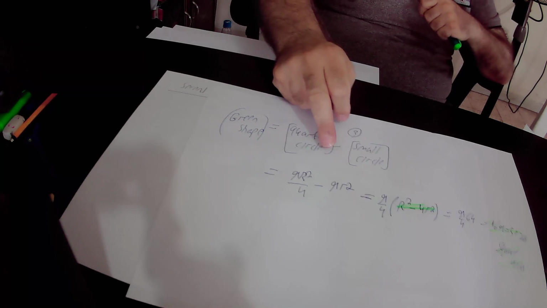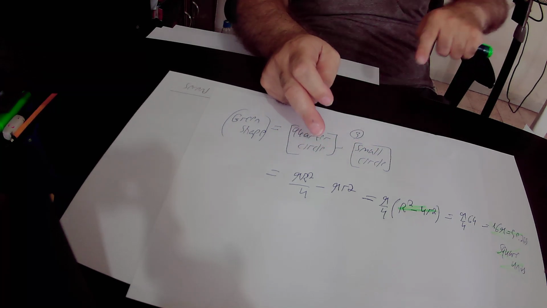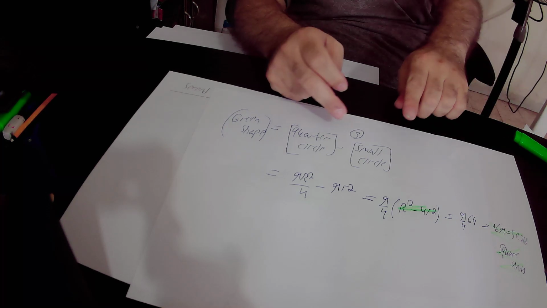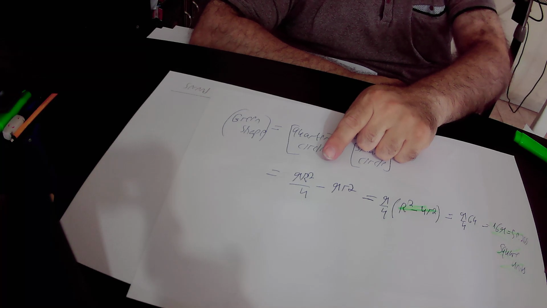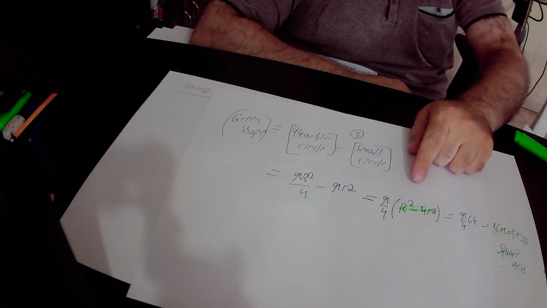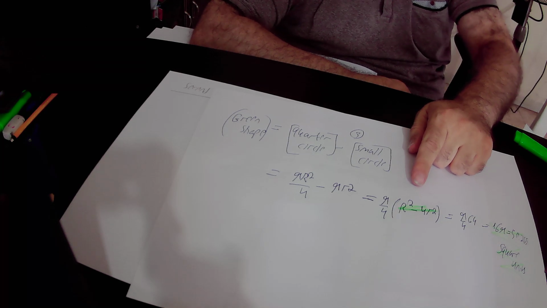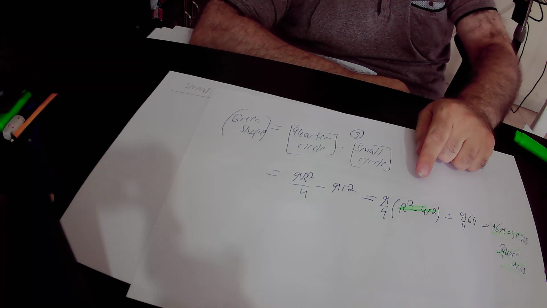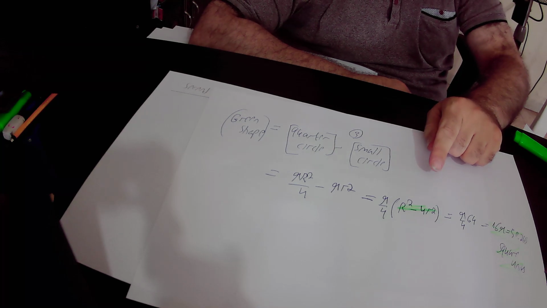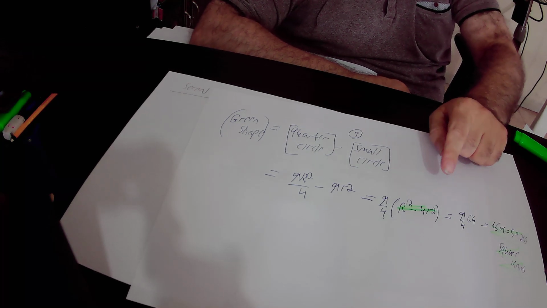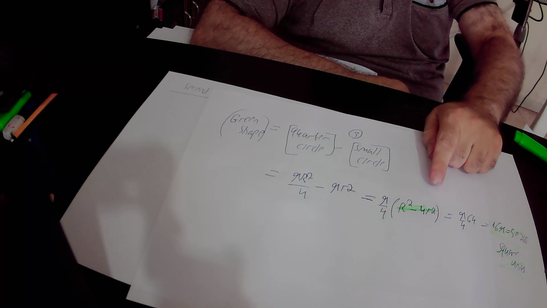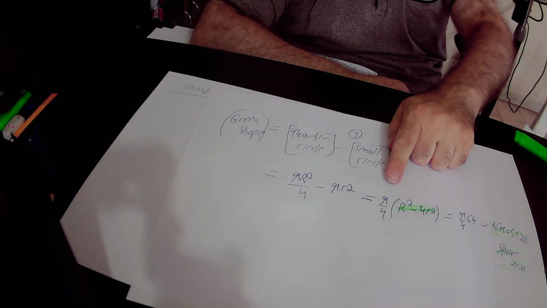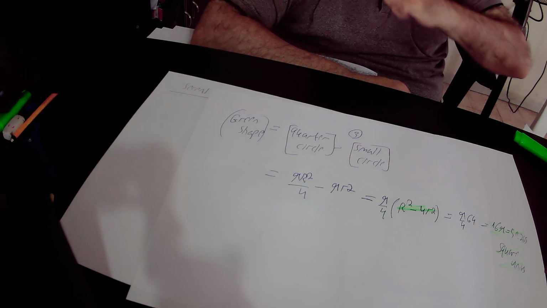Here we took pi over 4 as a common factor of those two expressions. What is left from pi capital R squared over 4 after we take pi over 4 as a common factor is actually capital R squared. And what is left from minus pi r squared after we take pi over 4 as a common factor is actually minus 4r squared. Why? Because minus 4r squared times pi over 4 equals exactly minus pi r squared.